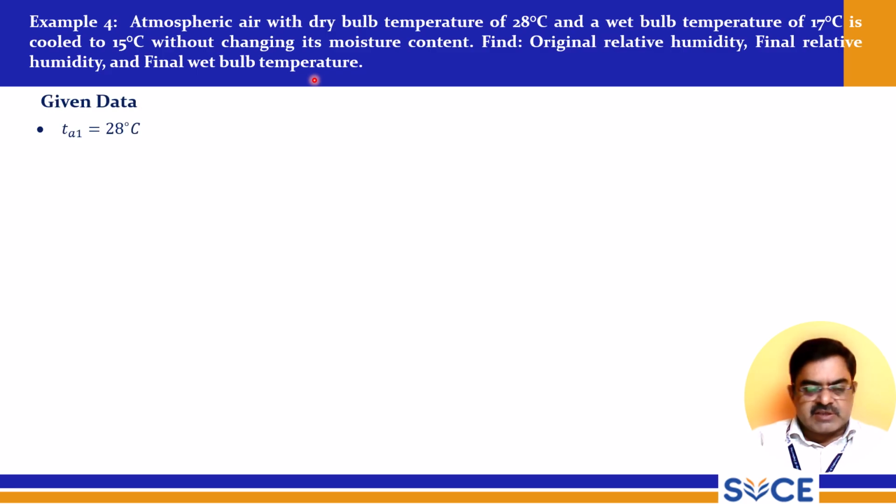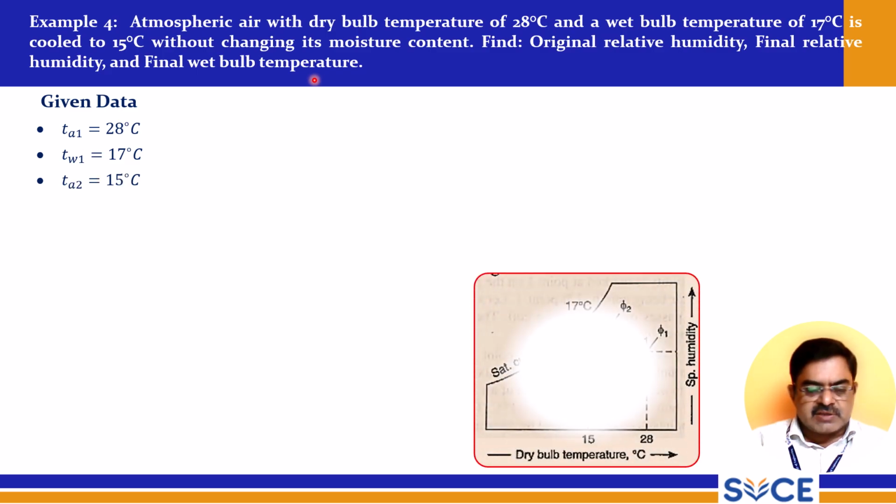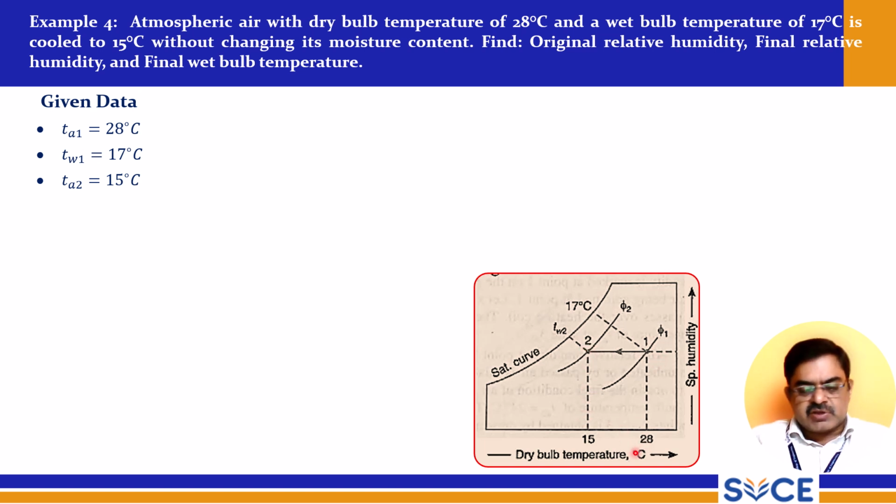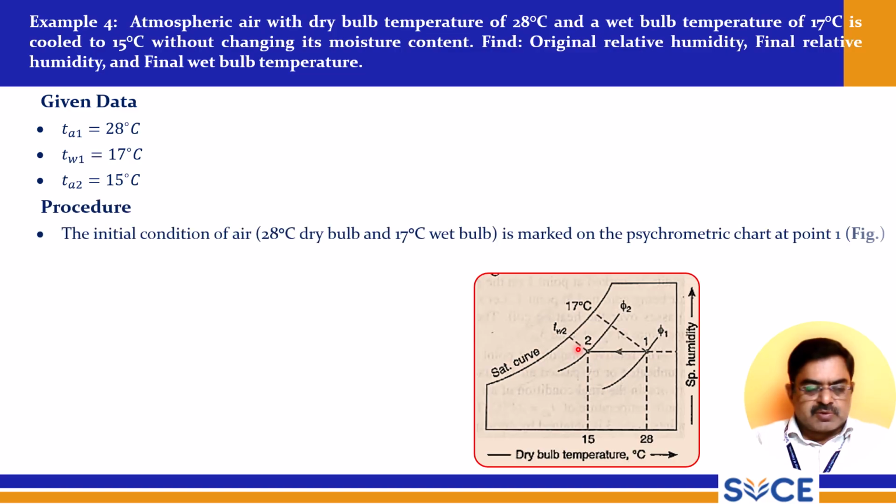So the given data is TA1 is 28 degrees Celsius, TW1 equals 17 degrees Celsius, TA2 equals 15 degrees Celsius. So point 1 is 28 degrees Celsius and 15 degrees Celsius is point 2, and for this, at 28 degrees we have 17 degrees Celsius. Now this is the saturation curve, on the saturation curve it is 17 degrees Celsius. So it is related to cooling. It is a sensible cooling process.